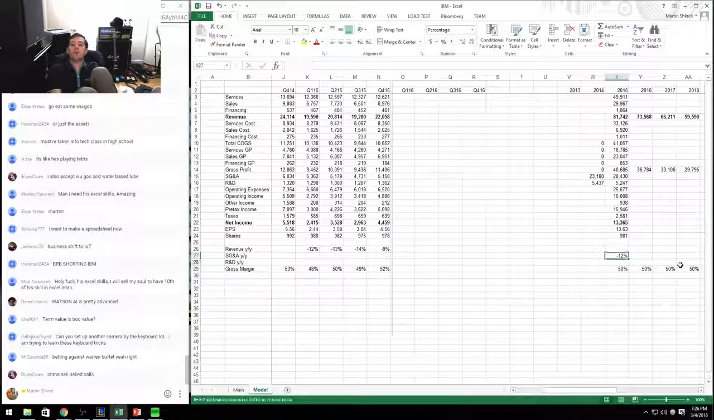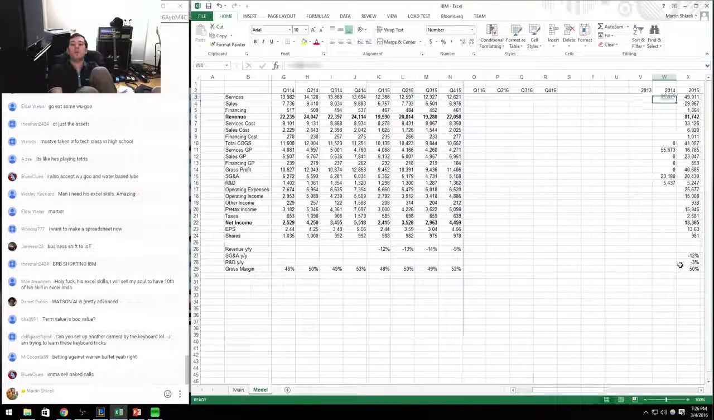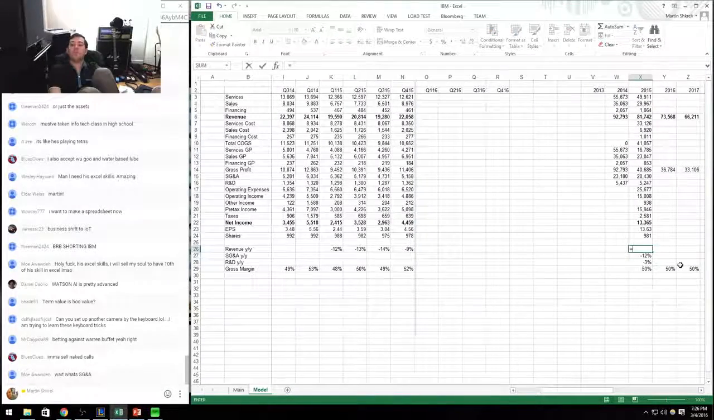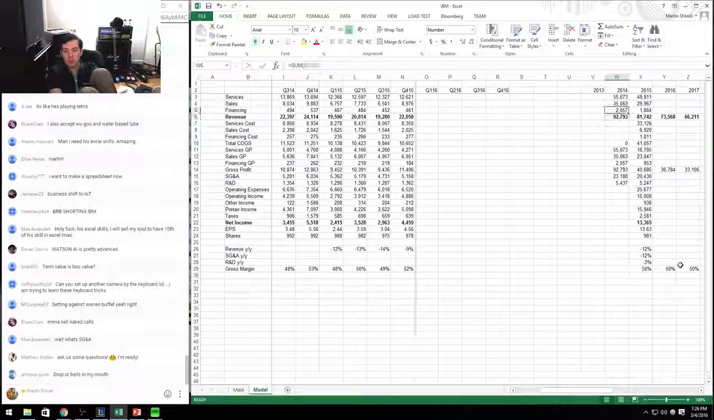You can see their costs dropped. They didn't cut much in R&D. They cut some on SG&A. Let's see how much their revenue fell. It's obviously a dangerous thing. When your revenue is falling faster than your costs, your profit will really start to fall. And you can see that's kind of what happened here. You can see that the revenue dropped 12%. They cut their SG&A by 12%. They didn't cut their R&D by 12%. They only cut it by 3%, which I think is somewhat telling.